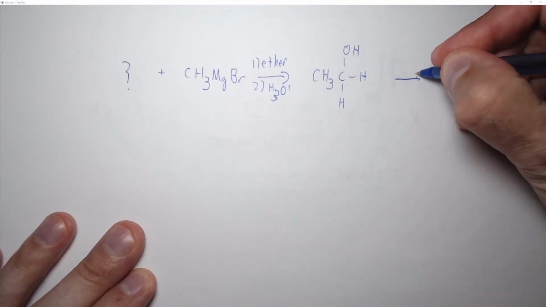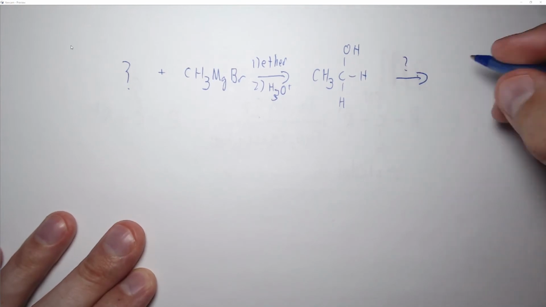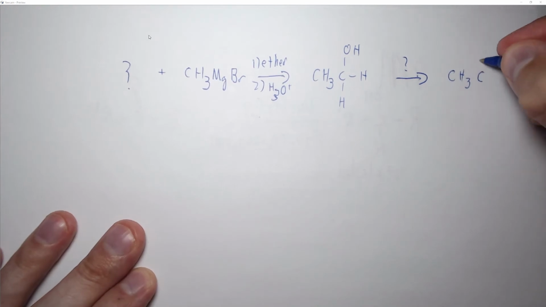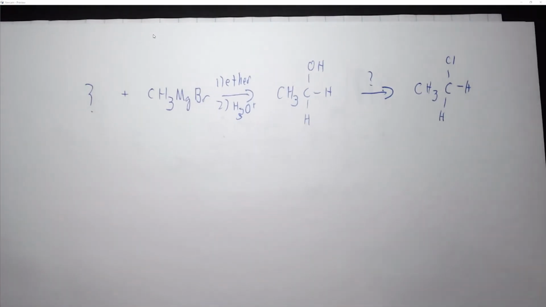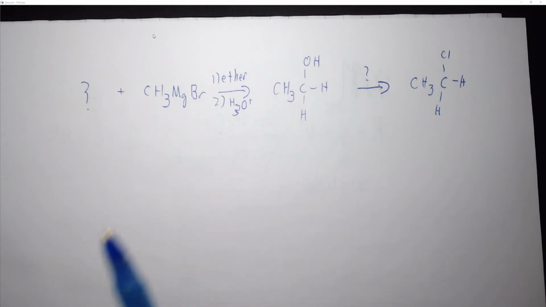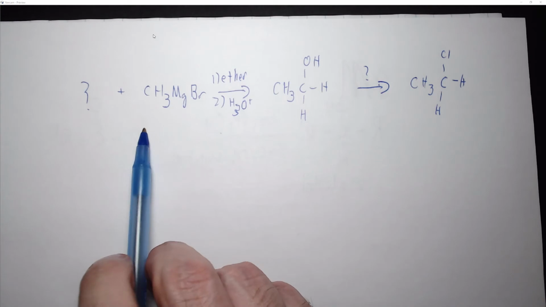We then add something, and that molecule becomes CH3-C-Cl-H-H. So our goal here is to identify the two question marks in this question. So let's look at what we've got.